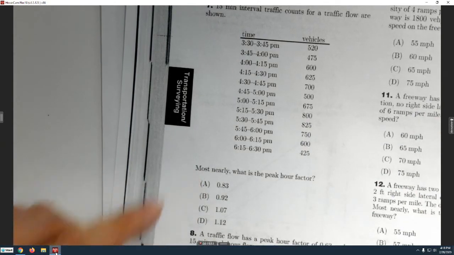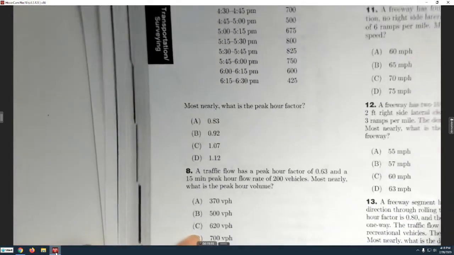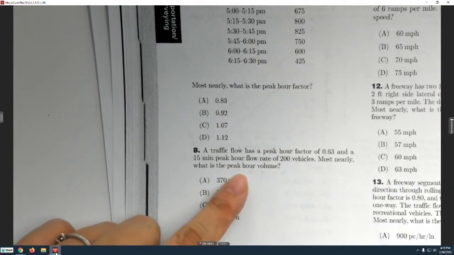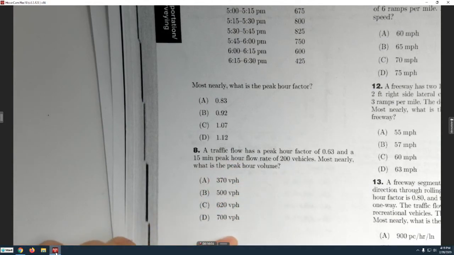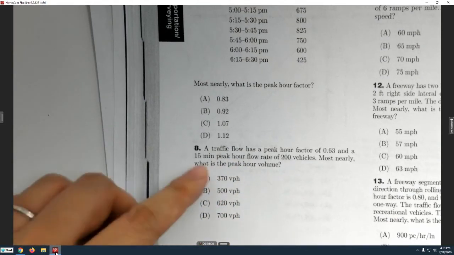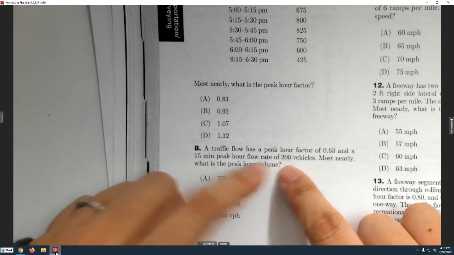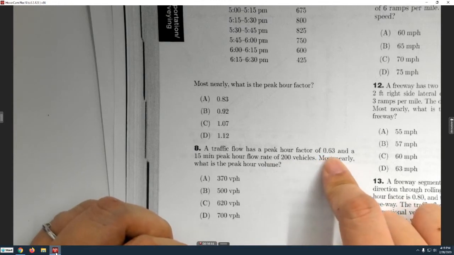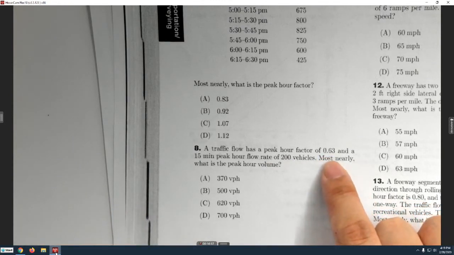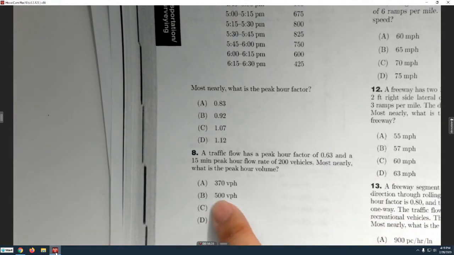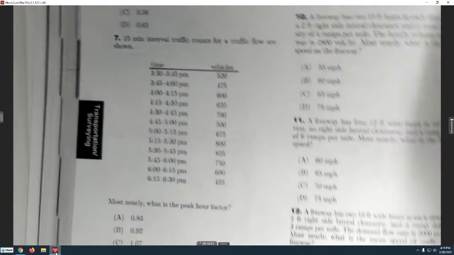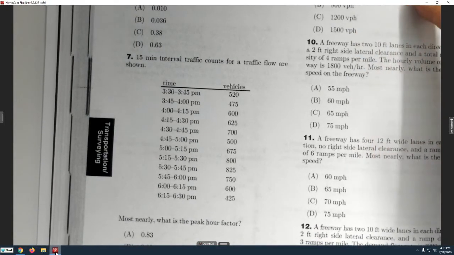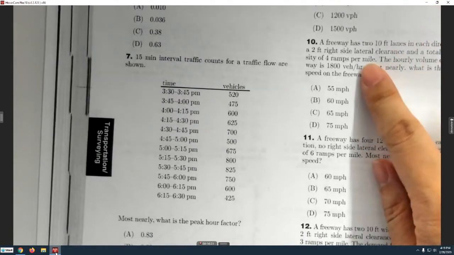Okay. Next one, the traffic flow has peak hour factor 0.63, and the 15-minute peak hour flow rate is 200. So what is the peak hour volume? Okay, so now this means something divided by 4 times 200, something divided by 800, is 0.63. So do the calculation. This one is easy. This is around 500. Another one is for hourly flow rate. I think this is very straightforward. I'll skip this one.